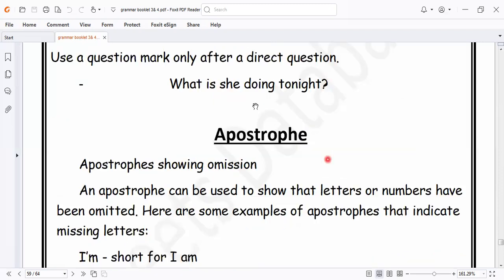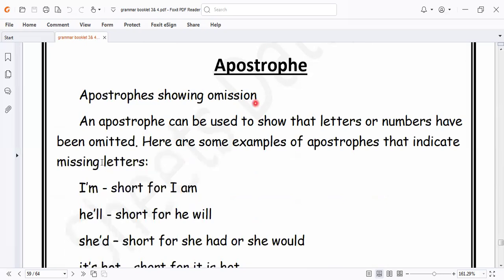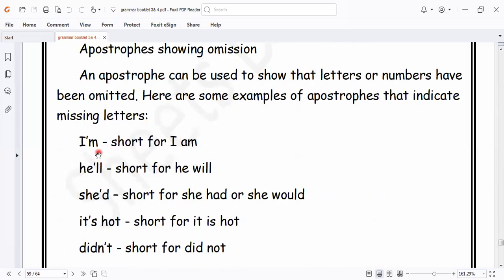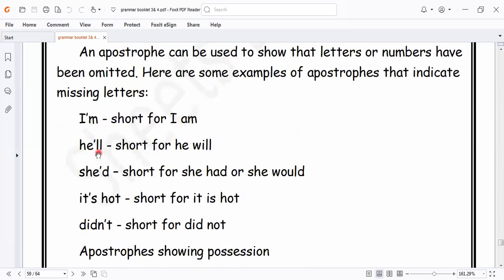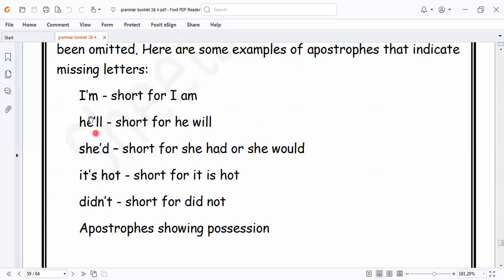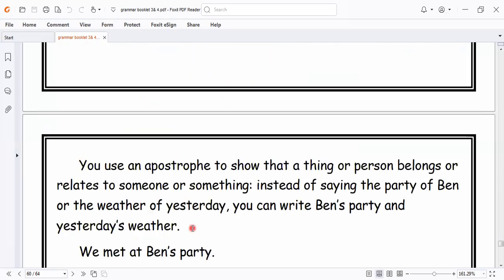Here we have an apostrophe like this, or as we told you, abbreviation. When we say I am, I put an apostrophe before the m. Here it is called abbreviation. So we must put an apostrophe like this. He will, she had, it is, so it will be an apostrophe here. Did not, it will be didn't like this. Okay, this is called an apostrophe.